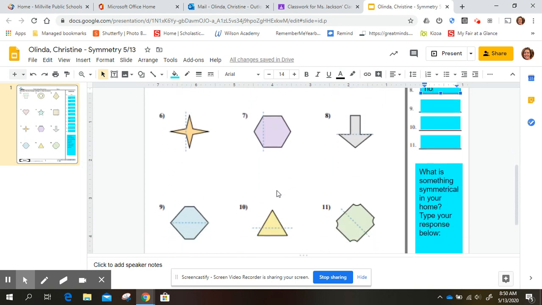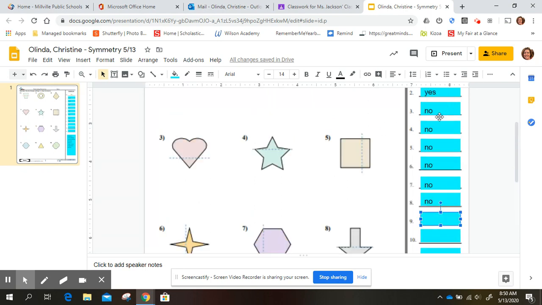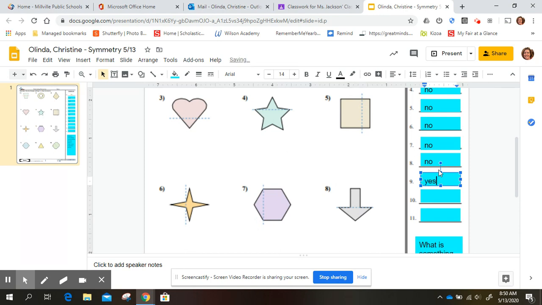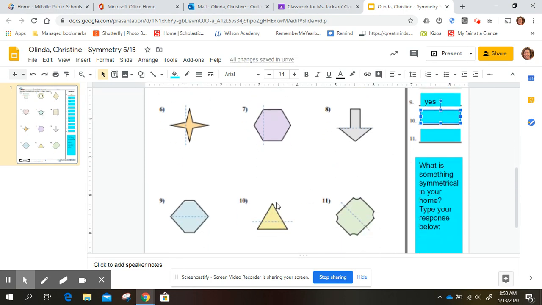Number nine, if I cut right here through the middle, both pieces would be exactly the same, so that would be a yes. And number 10, this triangle, if I cut it through the middle like that, it would have been, but since I just chopped off the bottom, both pieces are not the same, so the answer would be no. Number 11, this looks like a ticket to me, like a movie ticket. I would have to cut it here in the middle, and yes, both pieces would be exactly the same.